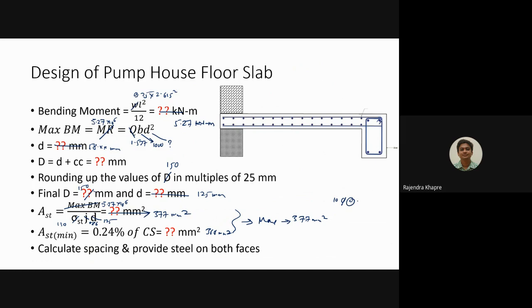208 is greater than 150, which is the thickness of the slab, है ना? So it is better, in place of providing 8 mm to 10 dia bars, you provide 8 dia bars. What will be the spacing of 8 dia bars?